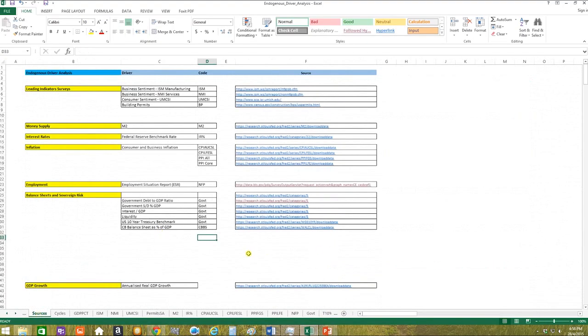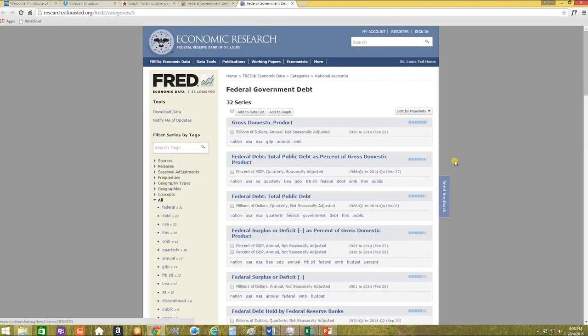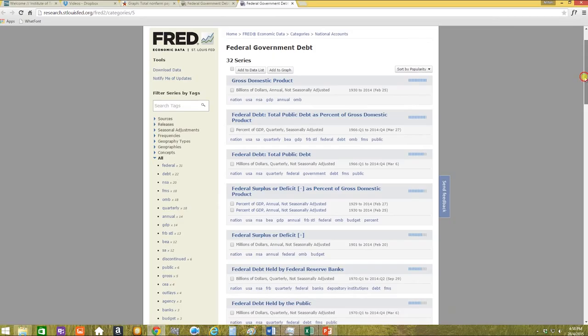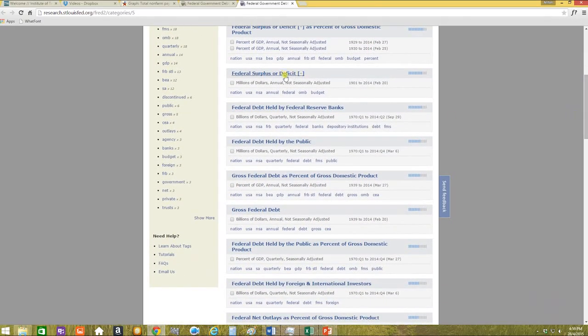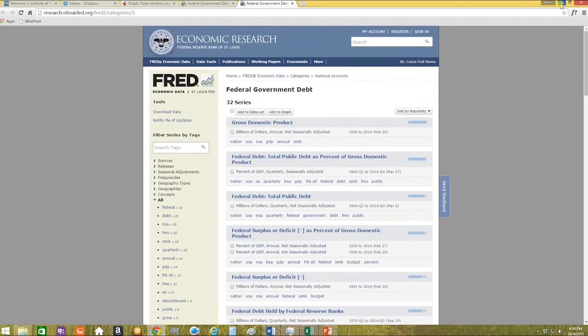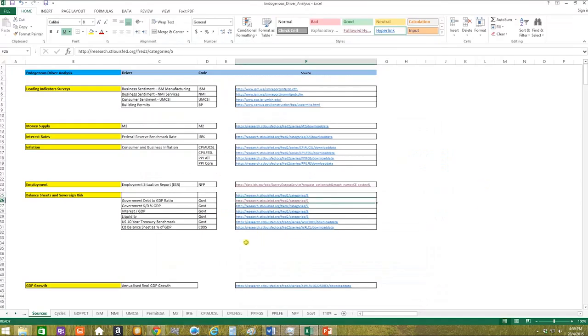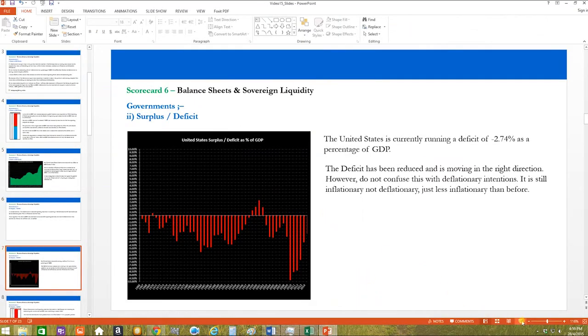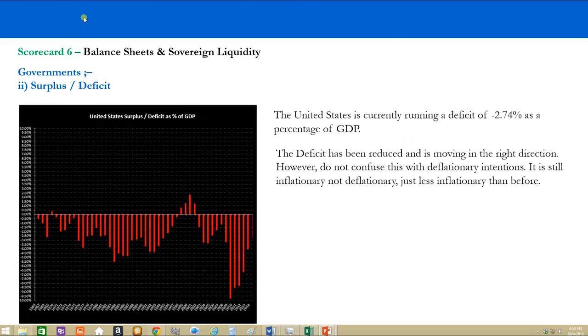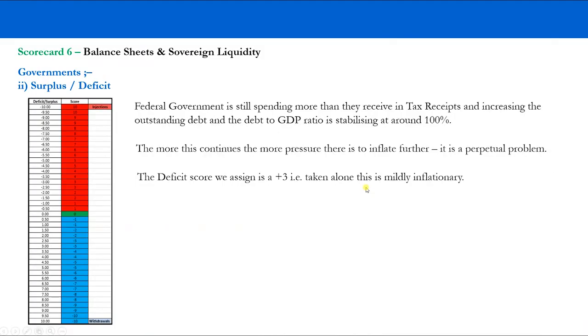Well, if we go to the sources section, we click on here, we go back to the St. Louis Fed federal government debt series, and we look for our surplus or deficit statistics. We download these and we work this out as a percentage of GDP. So again, in your own time, you can go to that and work out where the data is coming from.